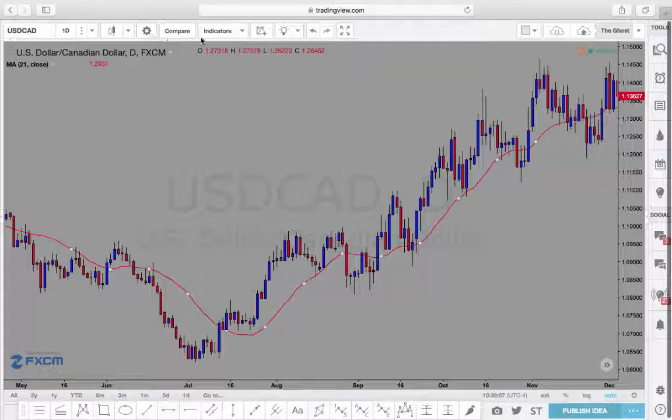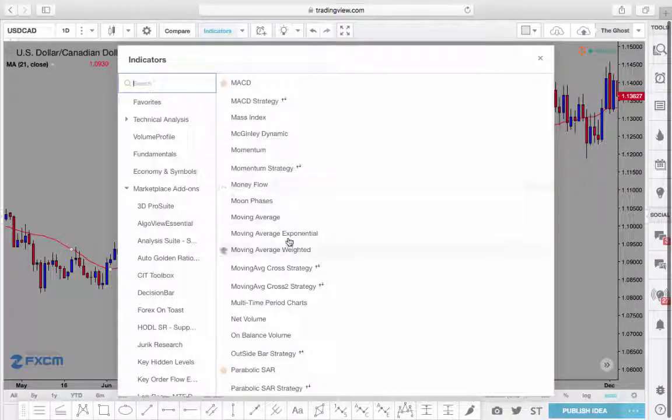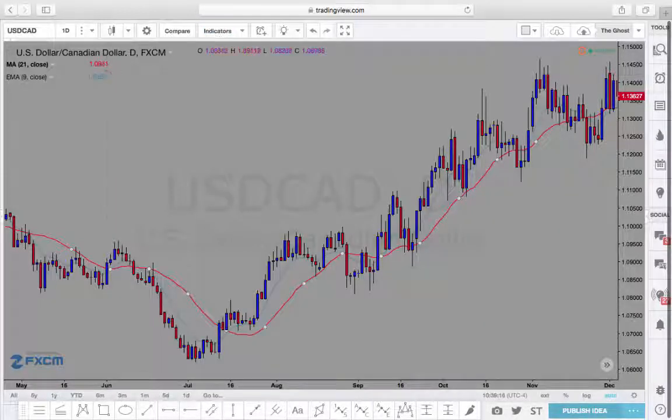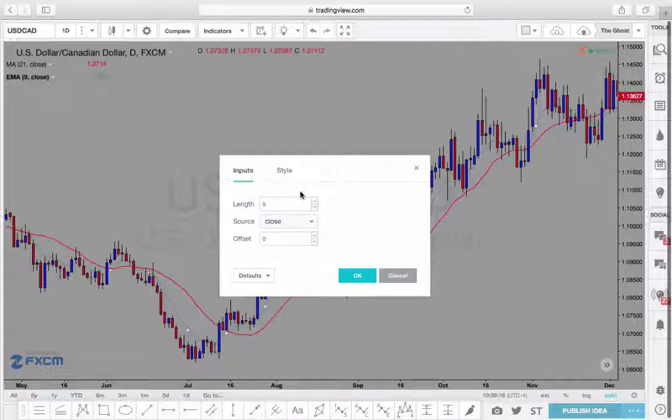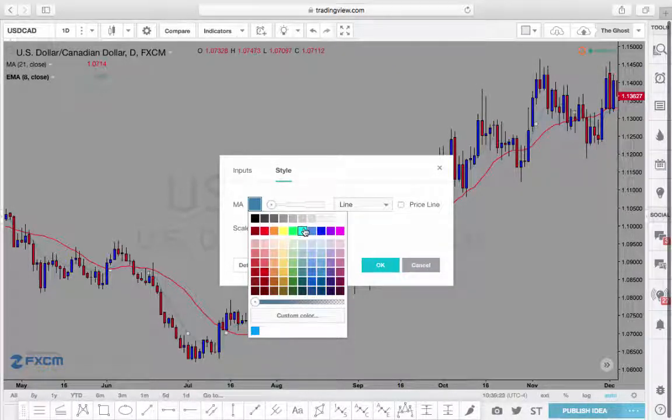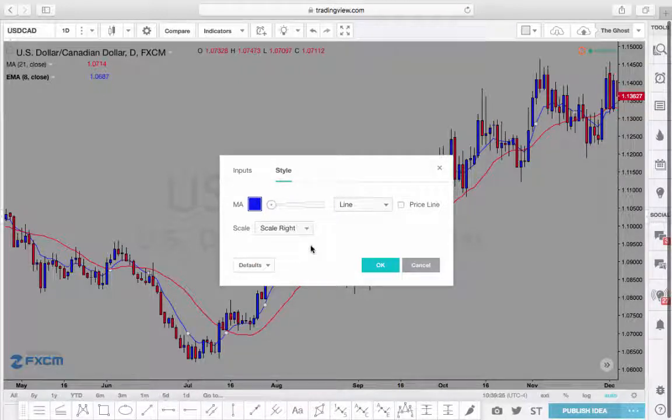The next one, you're going to go back to your indicators. You're going to look for moving average exponential. This is an EMA, an exponentially calculated moving average. Okay. Take this, put this as an 8, bright blue. You need to see this.